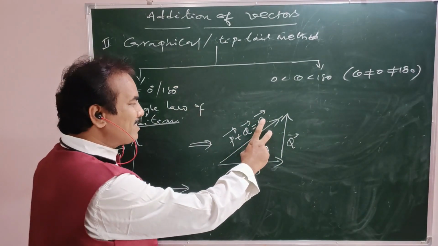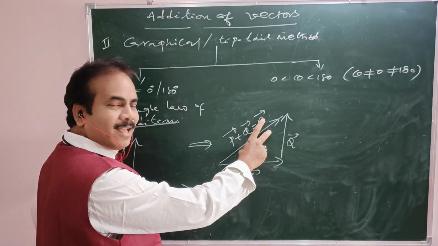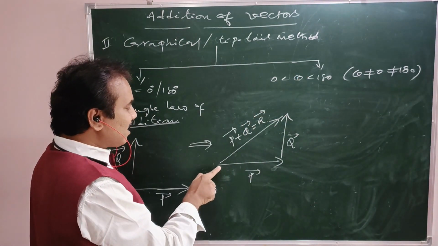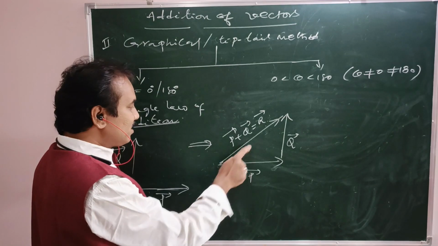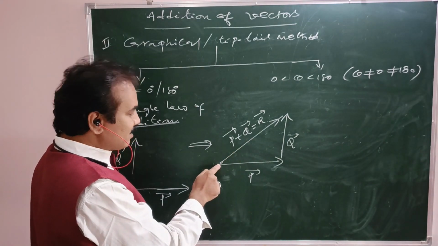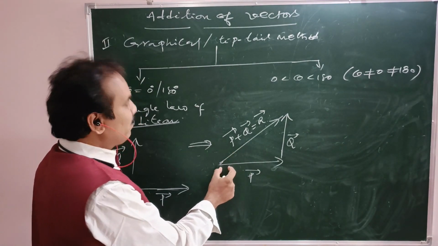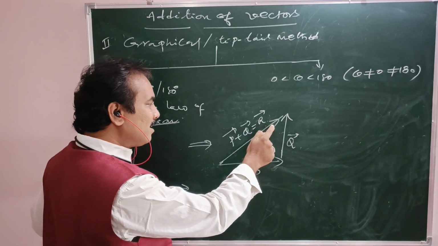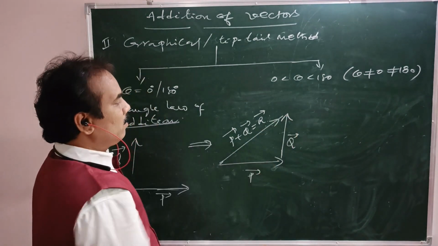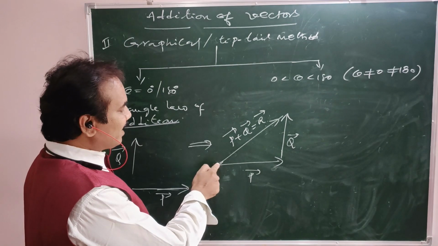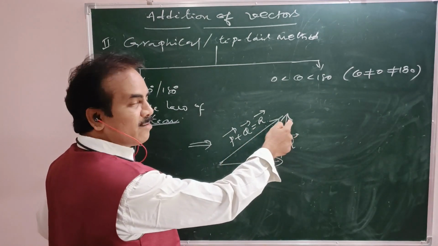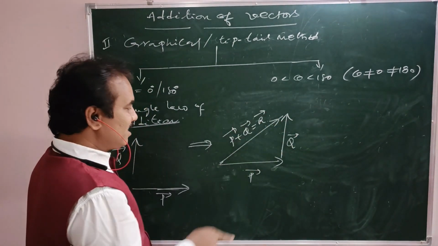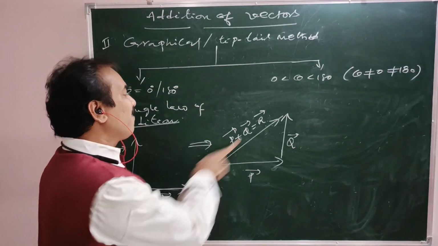Now see, this is the closing side of the triangle taken in the reverse order. Why is it reverse order? The tail of this closing side is connected with the tail of P bar, and the head of the closing side is connected with the head of Q bar. Here both tails are connected, and here both heads are connected. This kind of arrangement is said to be taken in the reverse order.